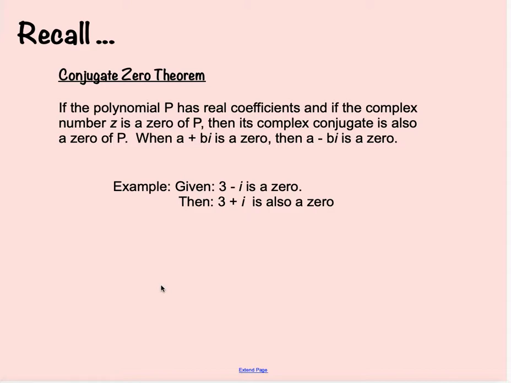So the example down there, given that 3 minus i is a zero, then you also know that 3 plus i is another zero. Another one would be, for example, if 5i is a zero, then negative 5i is a zero. If 2 plus i is a zero, then 2 minus i is a zero.